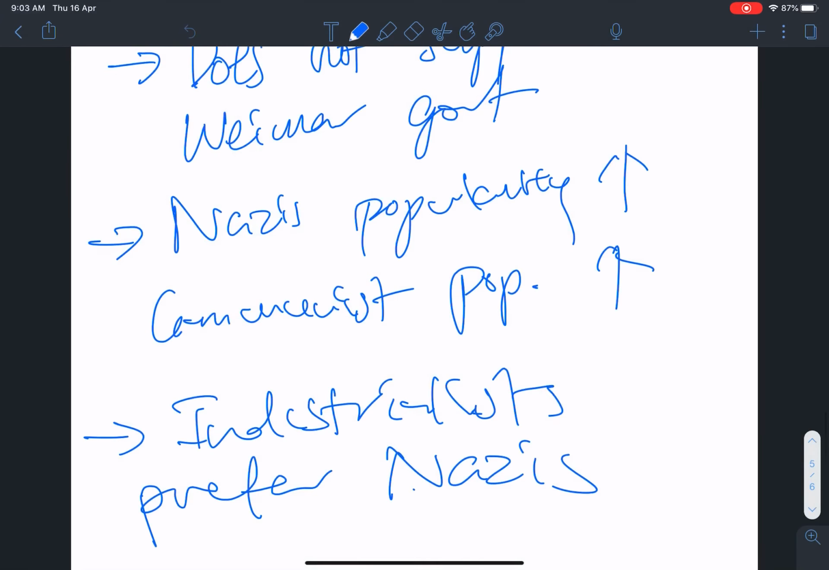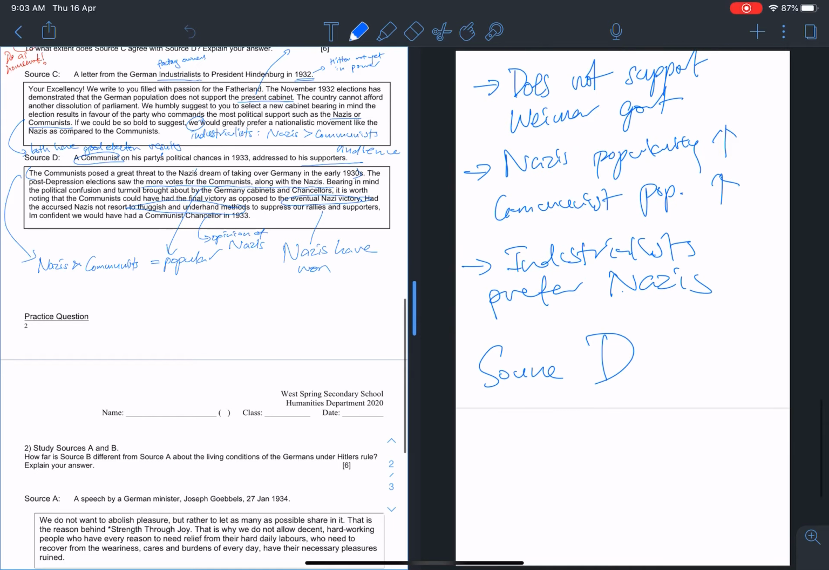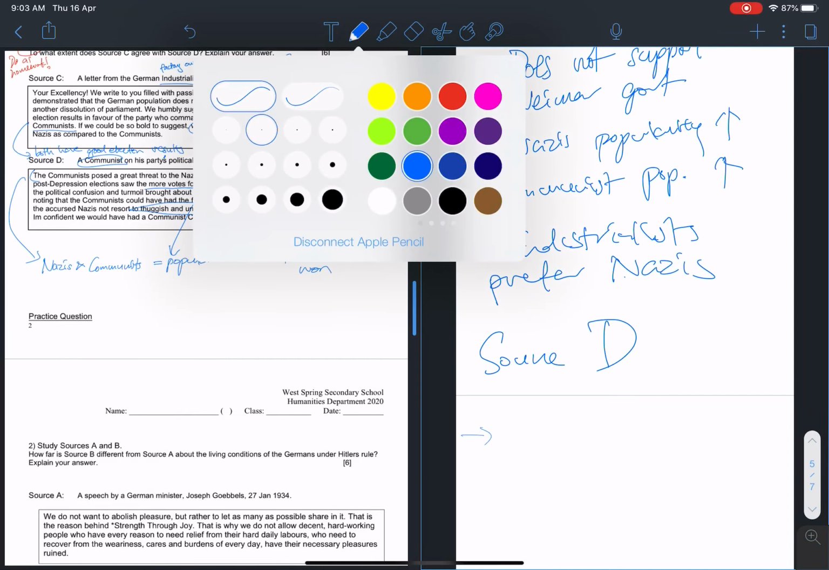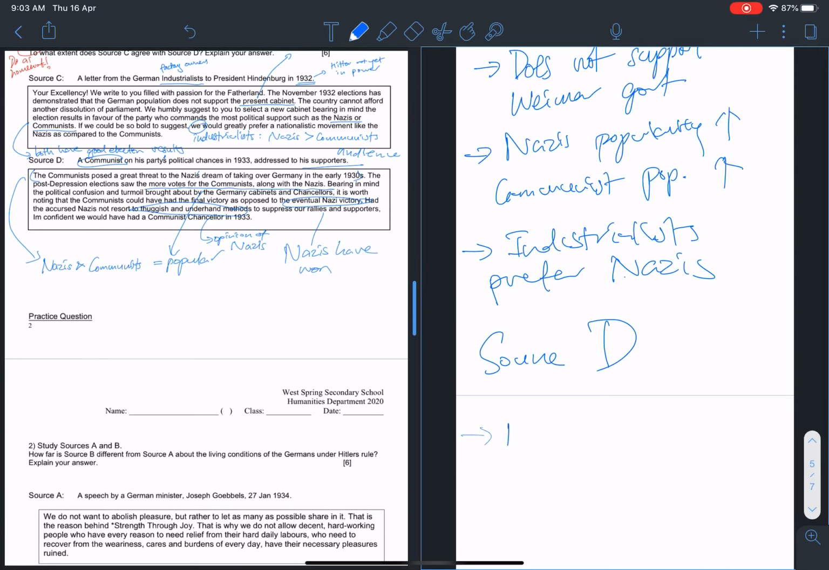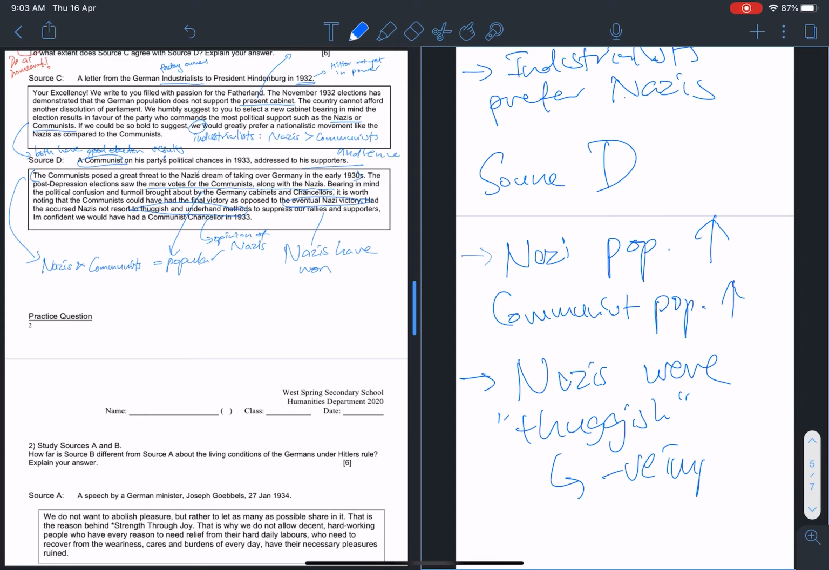Okay, so let's have a look at what it means. Source D says that Nazi popularity also increased, right? It also said that communist popularity increased. It also says that the Nazis were thuggish. Okay, please remember the quote. They did not have a positive, they had a negative impression, right? Okay, so far so good.